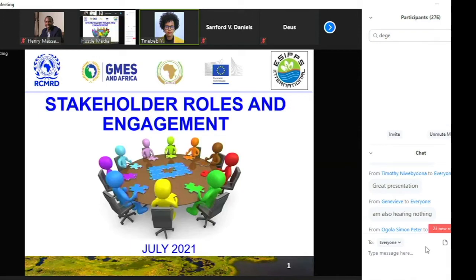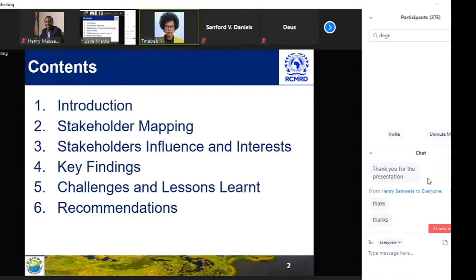I was just explaining what steps we have followed since the first presentation, where we talked about wetlands in general. We have seen that stakeholders play a great role when it comes to wetlands. So while doing the wetland vulnerability assessment tool methodologies, in parallel, we have also identified the stakeholders that are currently engaged in wetland activities in the 10 Eastern African regions. In this presentation, we'll talk about their roles and engagement. The first section is the introduction, the second is stakeholder mapping, followed by stakeholder influence and interests, then the key findings in terms of stakeholders, then the challenges and lessons learned, and the final section will cover the recommendations.